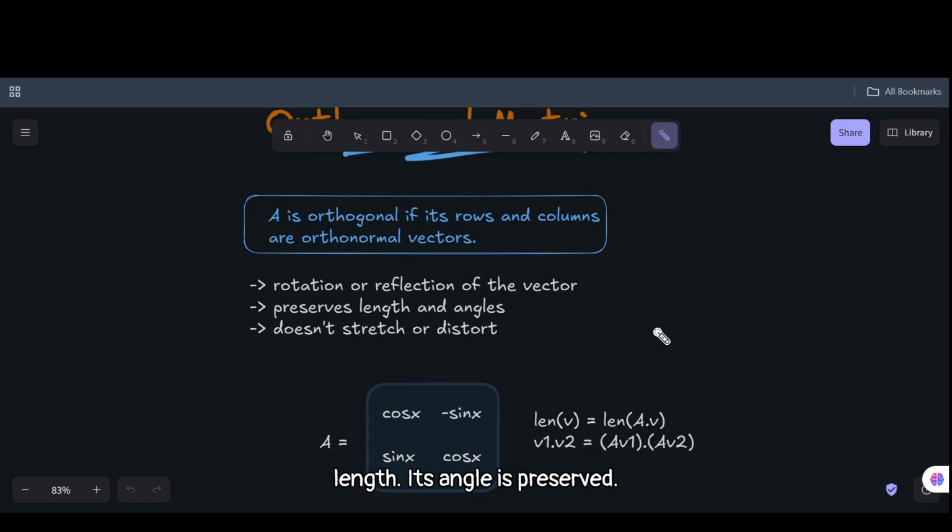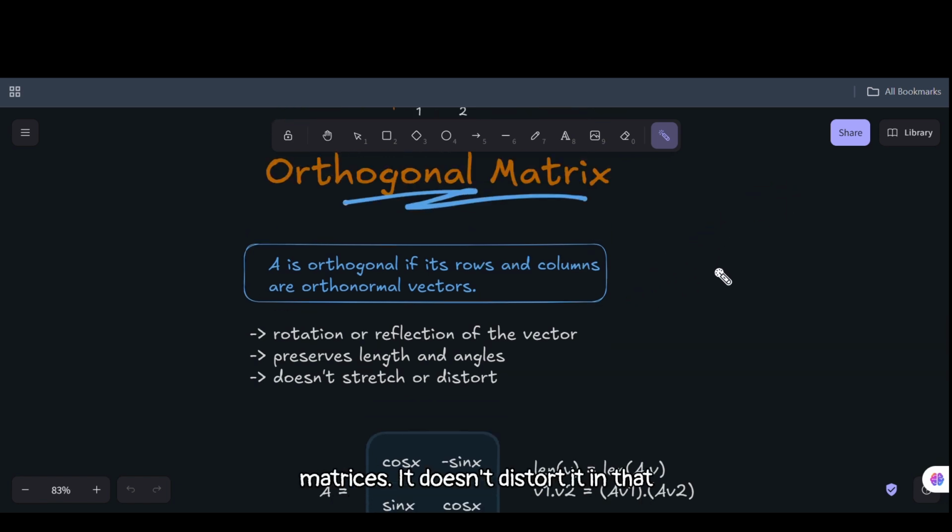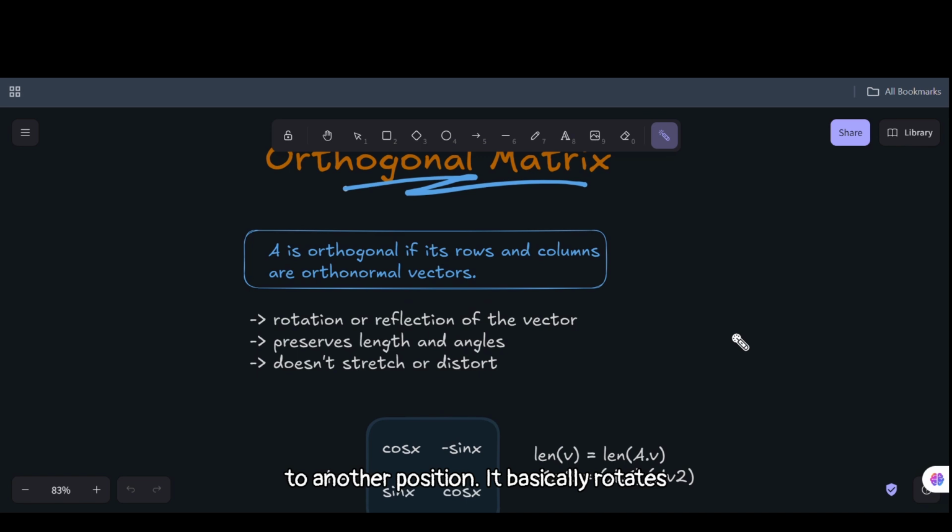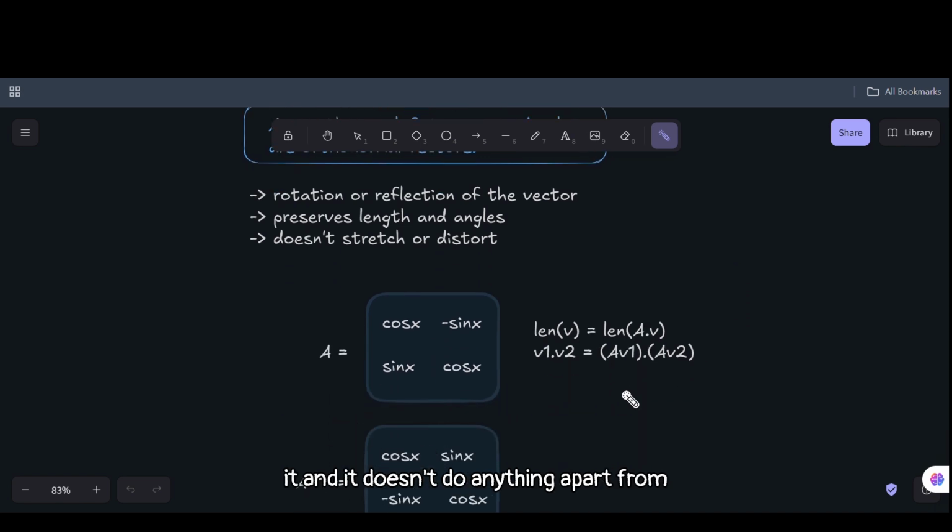Its angle is preserved. The angle between two vectors is also preserved. I'm going to explain that. And it doesn't stretch or distort like a scale. Earlier we used to scale our matrices. It doesn't distort it in that way. So an orthogonal matrix basically transforms the vector from one position to another position. It rotates it and doesn't do anything apart from that.